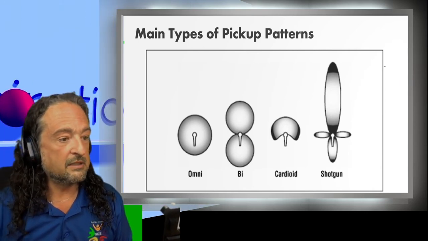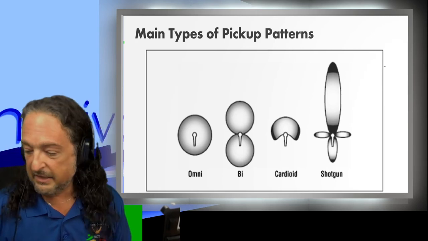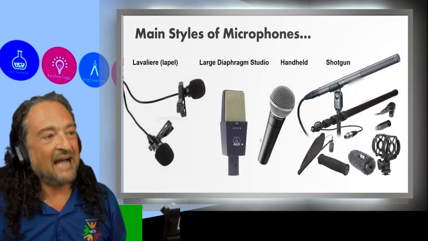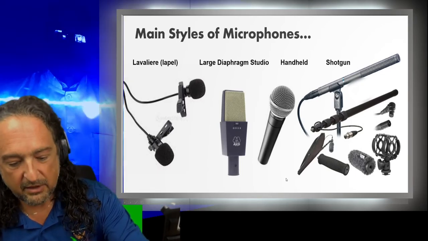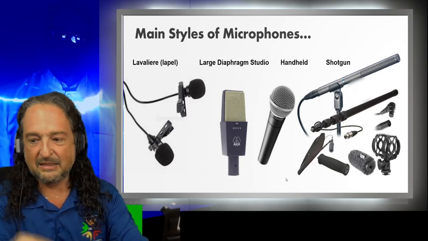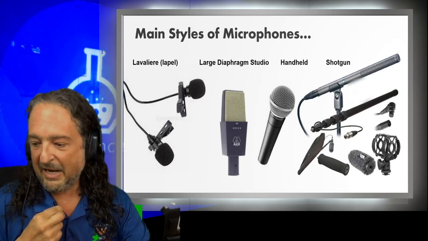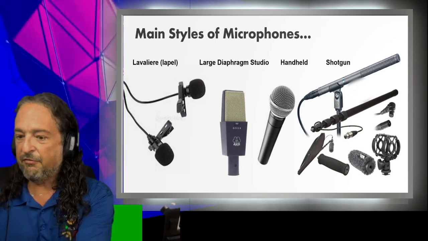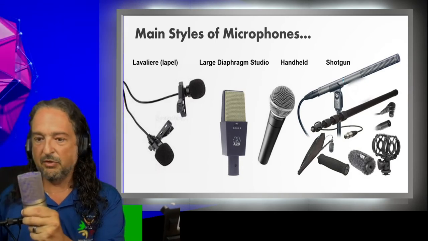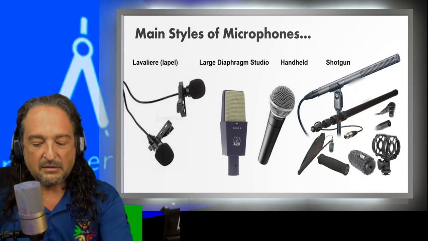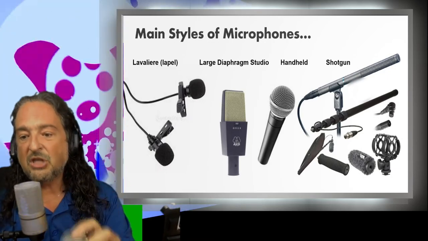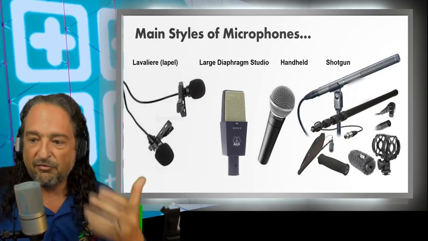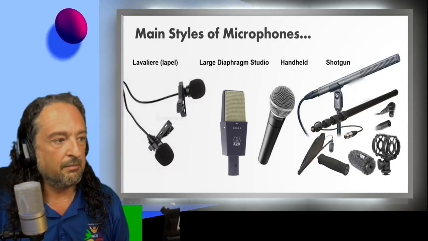All right, let's go and talk about the different kinds of microphones now that we know how they pick up. Main styles of microphones. A lavalier mic is a microphone that gets attached to a lapel, right? You see this done in news. You have large diaphragm studio microphones like I'm showing you here. You have handheld style microphones and you have shotgun style microphones. These are different styles for different applications. We're going to talk a little bit about those.